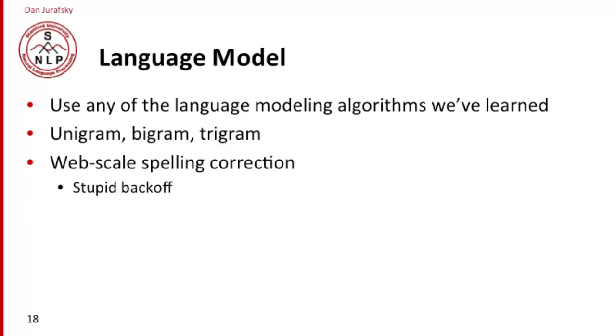We've seen candidate generation. Now we're ready to talk about how to rank the candidates. Remember, there are two factors. We have the language model and the channel model. For the language model, we can use any of the language modeling algorithms we've already learned. We can use unigrams and bigrams and trigrams. We can use any kind of back-off algorithm or smoothing algorithm we want to use. In practice, for very, very large scale, web scale correction, as usual for web scale things, we're going to use stupid back-off. But we might want to use smarter algorithms for smaller kinds of tasks.